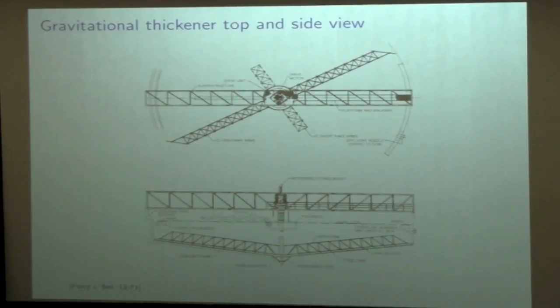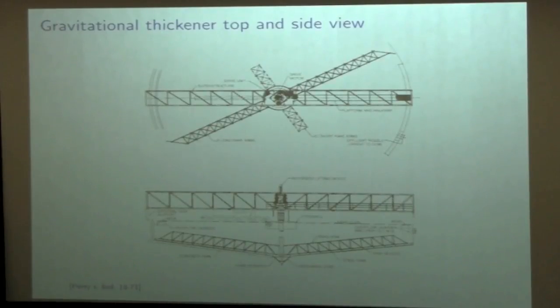But the main point is that from the top view, it's a circular basin, and we had a platform walkway across the basin for operators to maintain that motor and to clear any clogging problems that happen at the feed well in the center over there. And then we have our rakes on the interior that rotate around and drive the solids from the sides to the center point for removal.